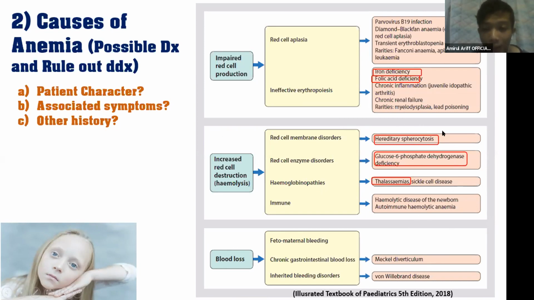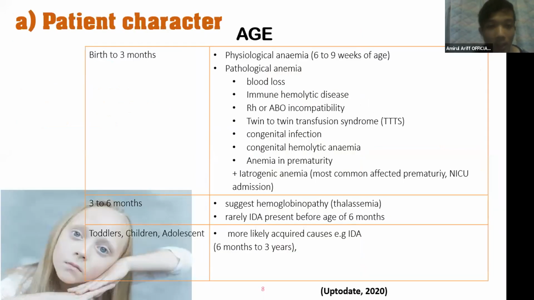As we know that the causes of anemia are really broad, so we can specify the causes of anemia based on the patient character, the associated symptoms of anemia, and also other history. For example, in patient character, the age of the patient can give us a clue regarding the underlying causes that lead to anemia. For example, if the child is from birth to 3 months, it can be due to physiological anemia or pathological anemia. For 3 months to 6 months old, it can be suggestive of hemoglobinopathy like thalassemia. And in this range of age, usually the patient will present with IDA, or iron deficiency anemia.